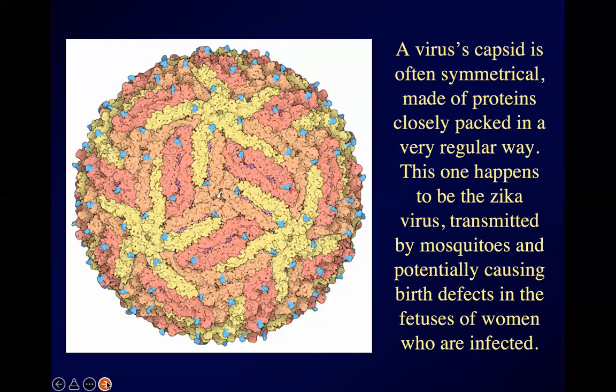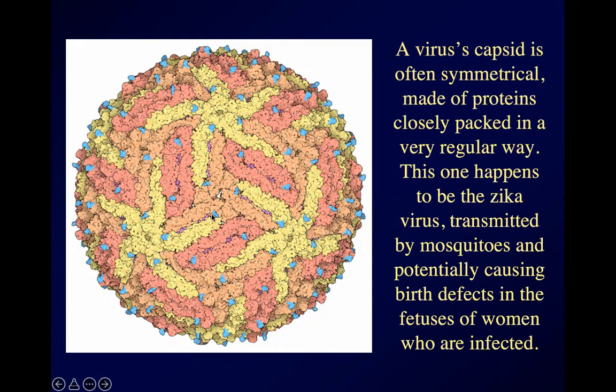This happens to be what the capsid looks like, and it's actually rather pretty. Each one of those different colored regions is a different protein. You have little blue spike proteins and then red, orange, and yellow capsid proteins that pack together in a symmetrical way. And you can see there's actually quite a bit of symmetry here.